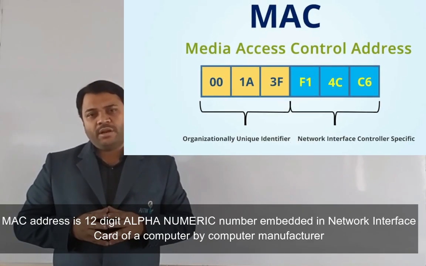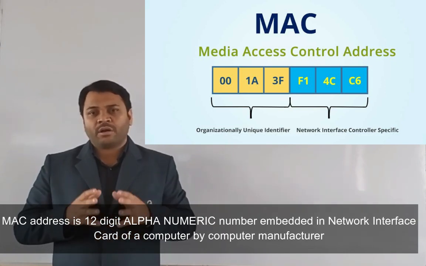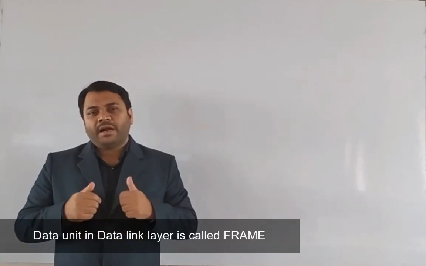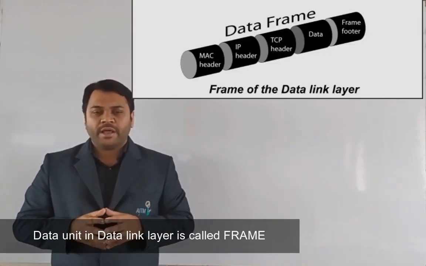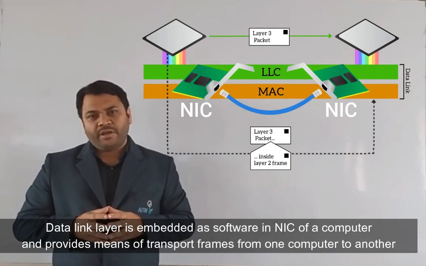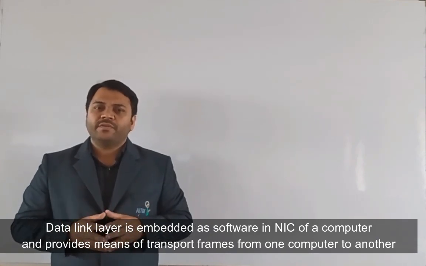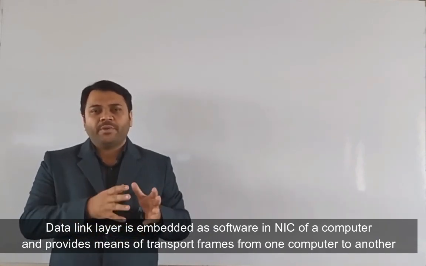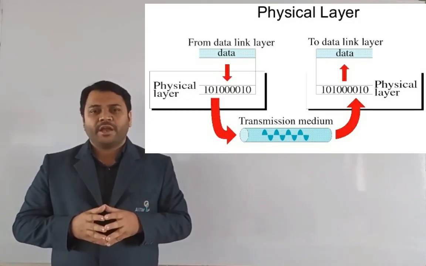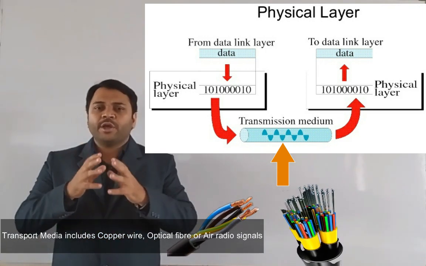A MAC address is a 12-digit alphanumeric number embedded in the network interface card of a computer by the computer manufacturer. Data units in the data link layer are called frames. The data link layer is embedded as software in the network interface card of a computer and provides the means of transporting frames from one computer to another via transport media. Transport media includes copper wire, optical fiber, or air radio signals.